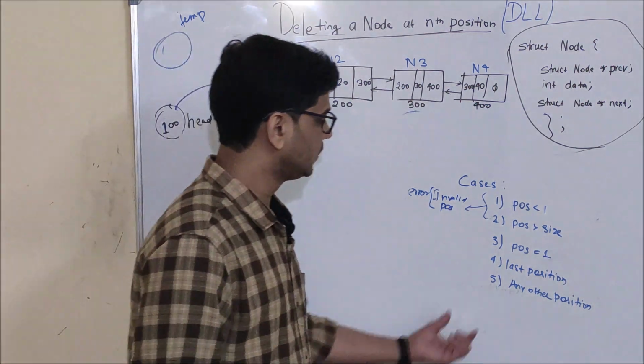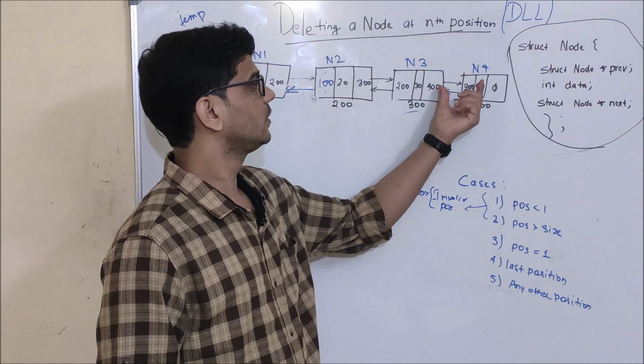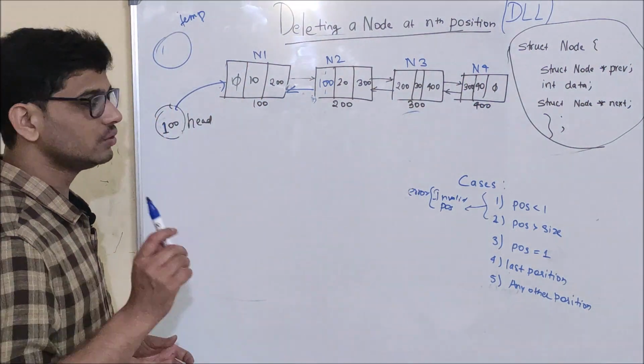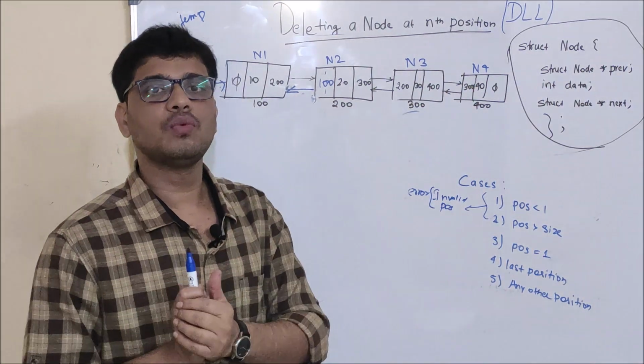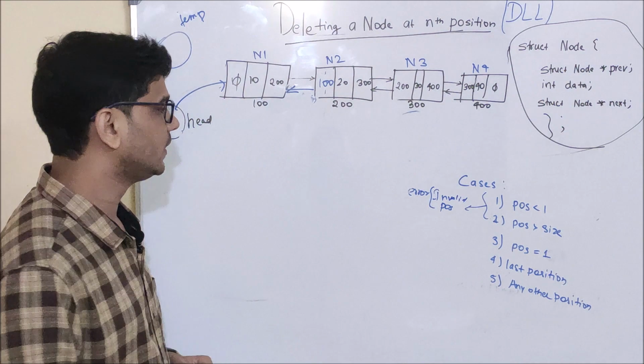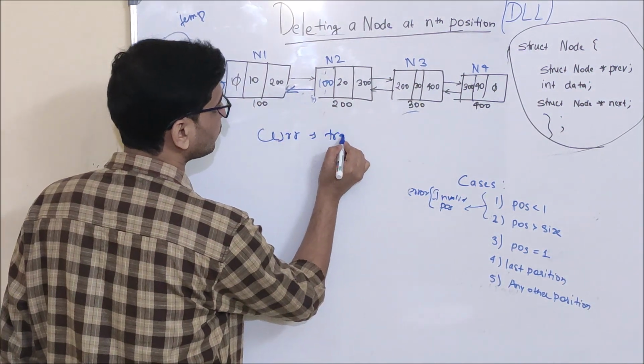Now let's see how to delete a node at last position. Suppose I want to delete a node at fourth position, that is node 4. So how am I going to do it? To do it, I am going to need two pointers. One pointer will be temp, which will hold the address of the node to be deleted, and the second pointer will be cur, which I will be using for traversal.